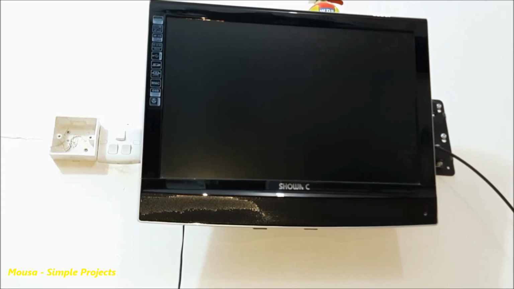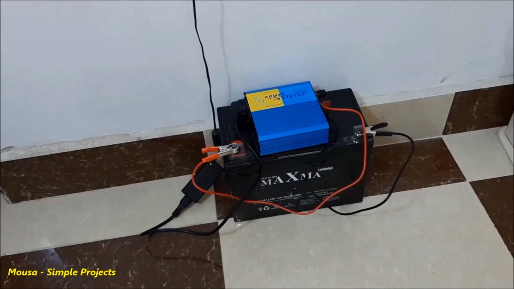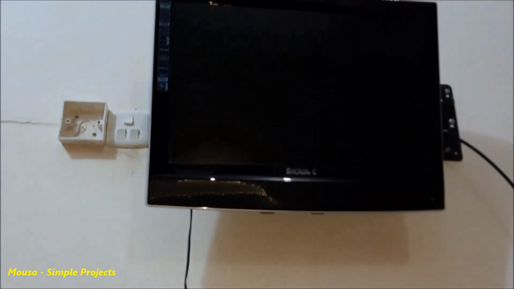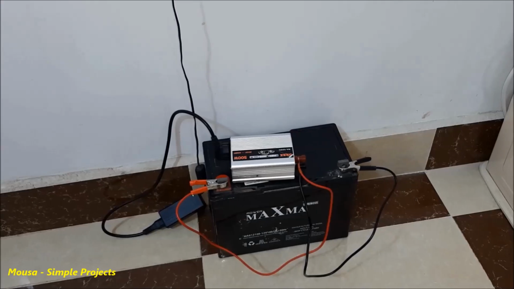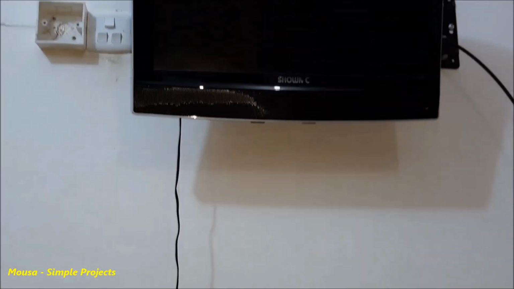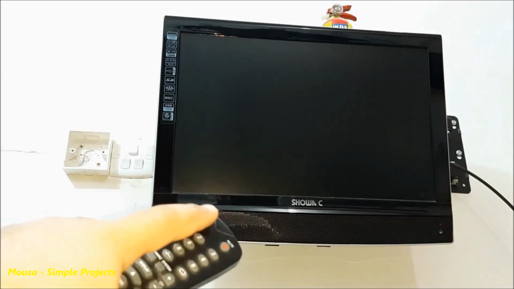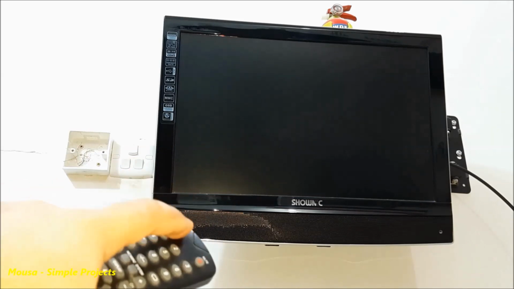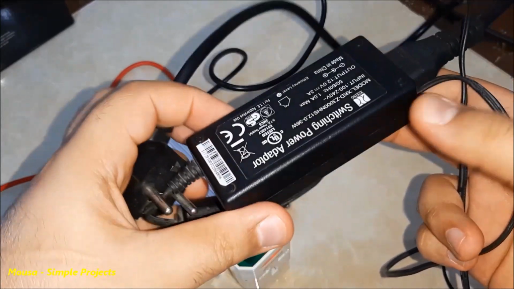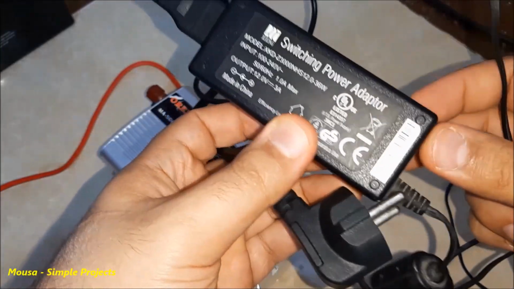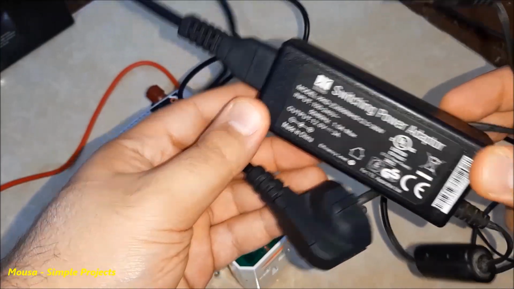The next load is an LCD TV. First I run it with the pure sine wave inverter. And as you can see, it's working very well. But when I try to run it with the square wave inverter, it works for just 1 second, then switches off. I found that the problem is not from the TV itself, but from the power supply of the TV.